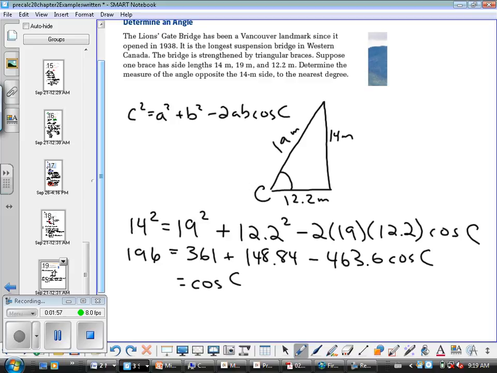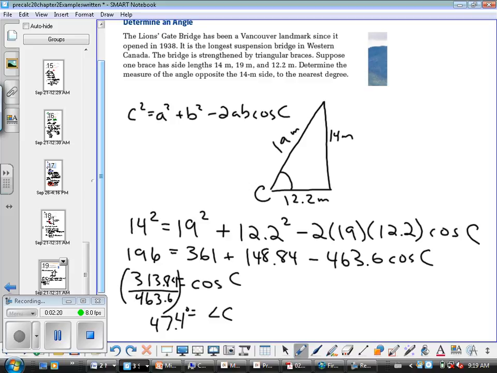well, they don't even tell you what it is. 313.84 over 463.6. Put that in and they find out that angle C is 47.4 degrees. Okay. They said to the nearest degree, so we're going to say the angle is approximately 47 degrees.